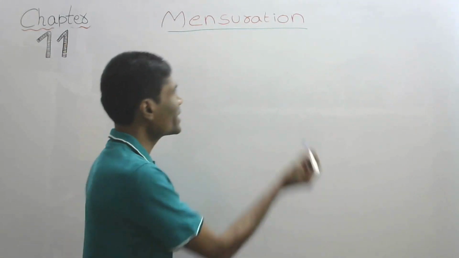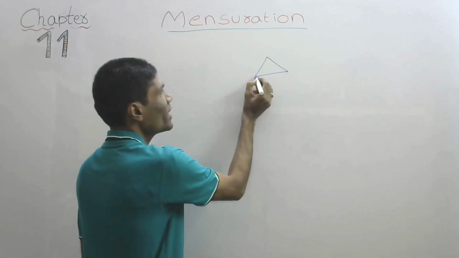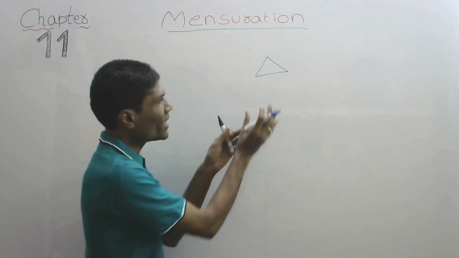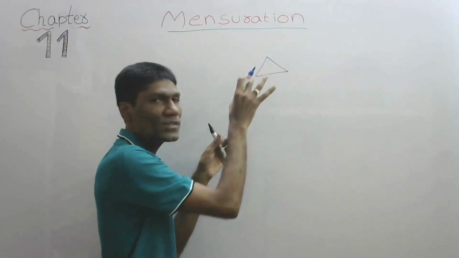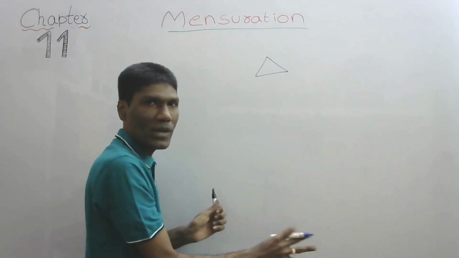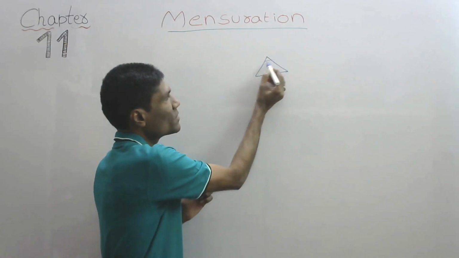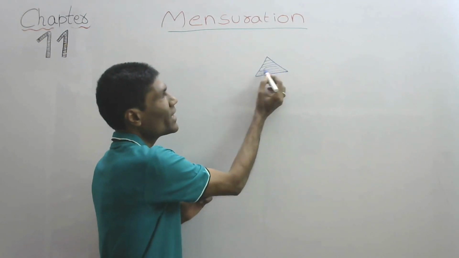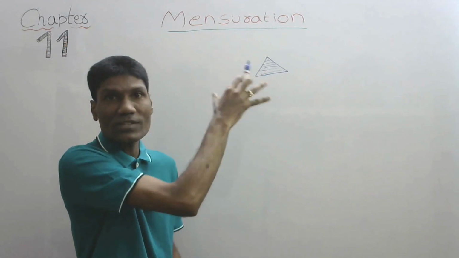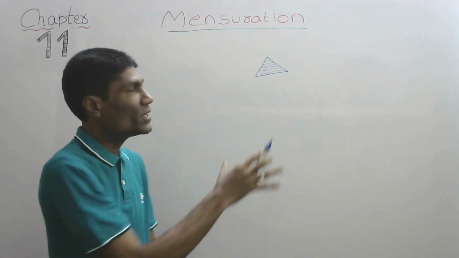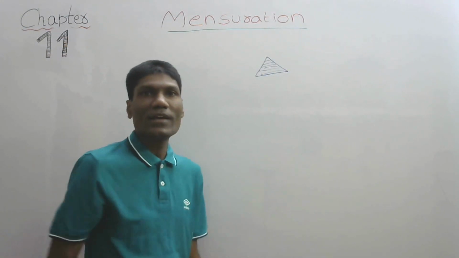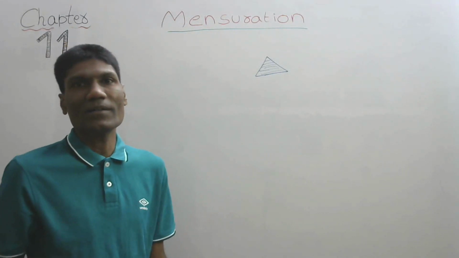For example, take a triangle. We know this triangle. How much space is it occupied? This is a big board. In that, it has occupied some area. This much of area it has occupied. The space which it has occupied, that is called area.